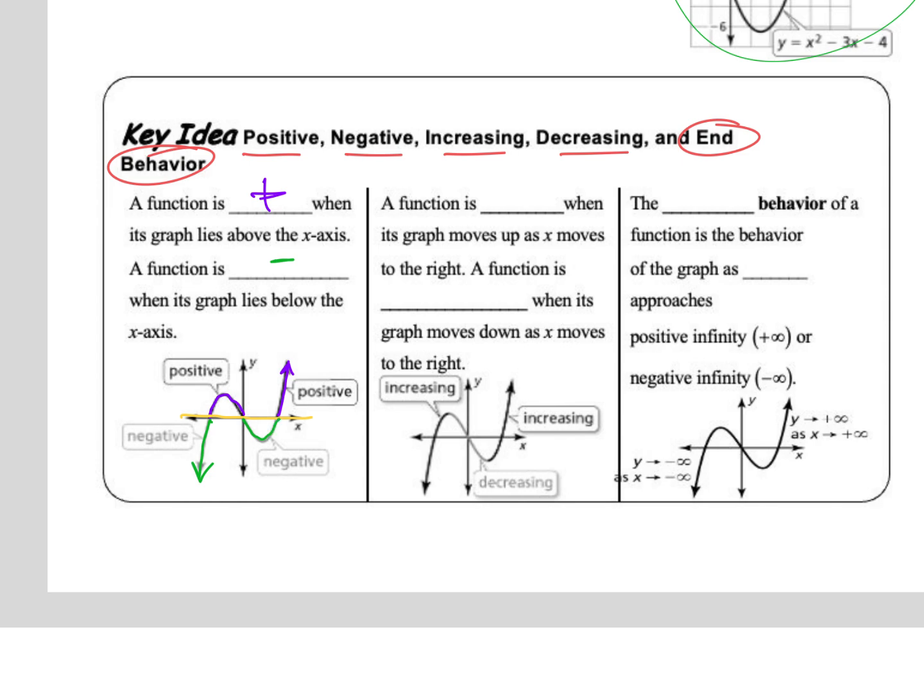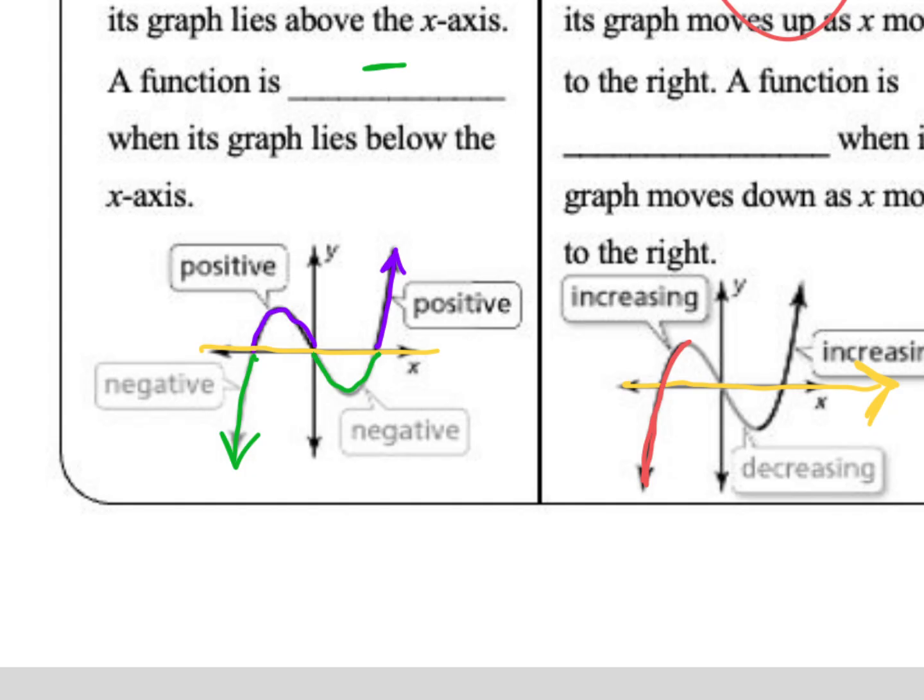And then we have a function is increasing when its graph moves up as x moves to the right. So I'm going to, again, keep it yellow. As x goes this direction, then our graph is increasing here. Now, notice that there's a difference. Positive is just above the x-axis. Increasing can be below, right?